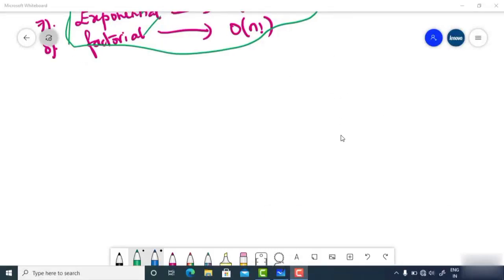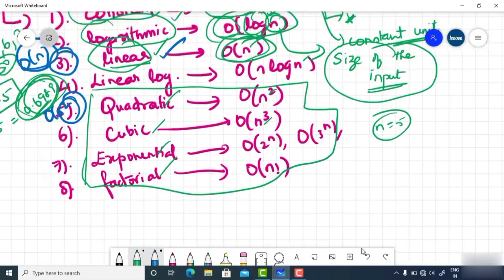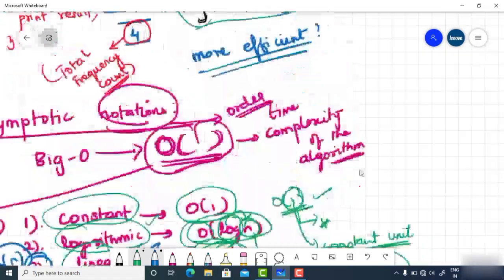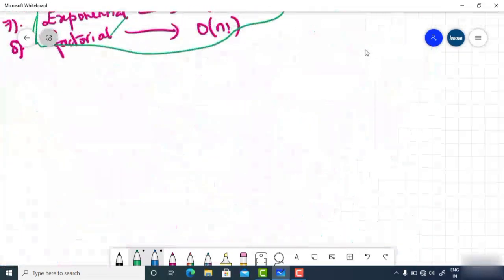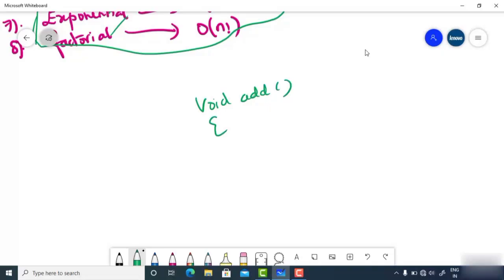Okay guys, I'll tell you how to find the time complexities now. We have just written a code, right? Let me write the code again, the addition of two numbers. So, void add, int a, b, and I'll directly write print a plus b. Close the brace, right? Okay.